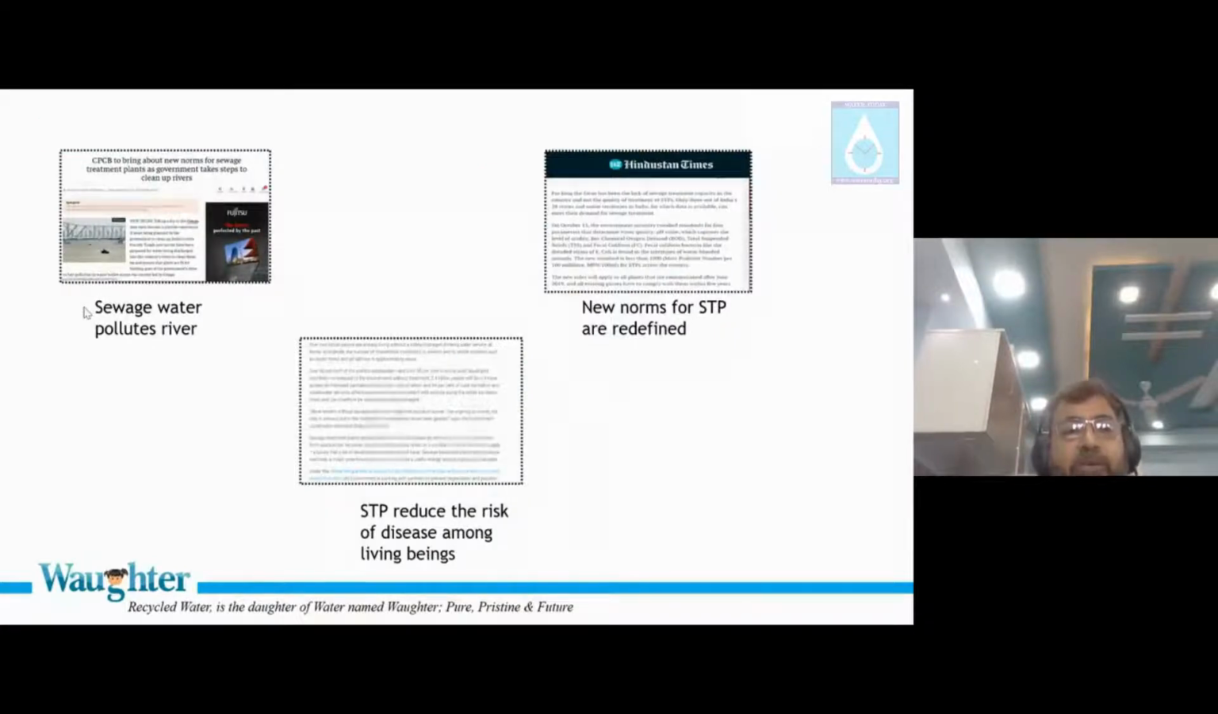You can see sewage water polluted river. The new norms of STP, Hindustan Times news cuttings. STP reduces the risk of diseases among living beings, and so on. So much public attention to the subject of sewage. And this public attention demands that the people who are responsible to manage a sewage facility, or design a sewage facility, or operate a sewage facility are well trained about their responsibility. And I'm happy that all of you are connected in some way with this important task of sewage water management.